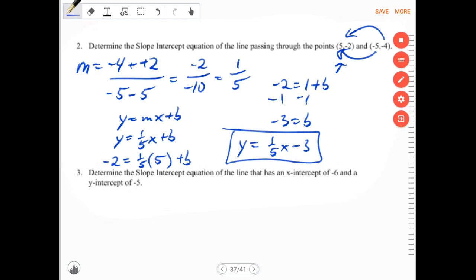Ta-da! And we would have got that exact same thing had we used the -5 and 4. So it doesn't matter which one you use, it'll work out.